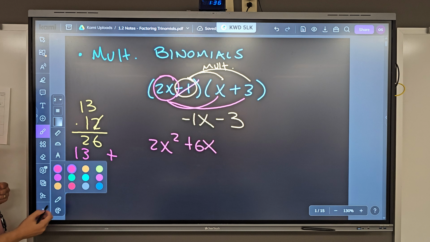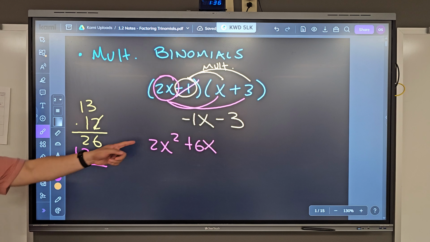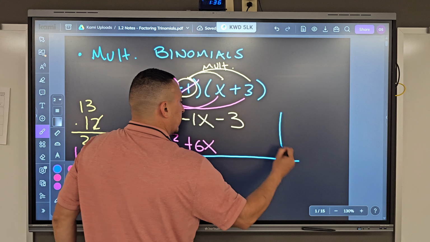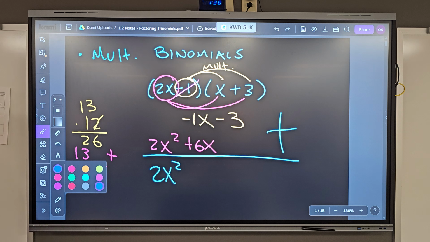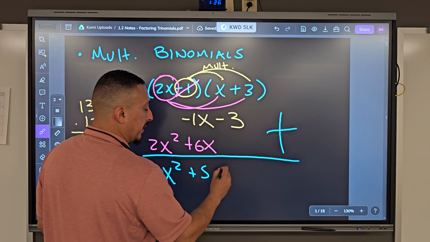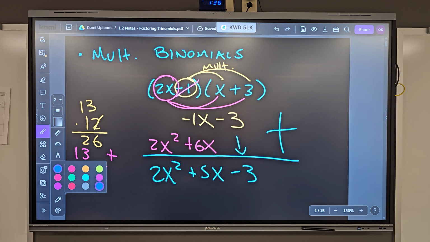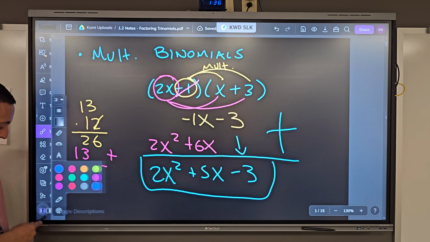And just like on this problem with numbers that you did back in elementary school, now you would add these. That's what I do with these. I just add them down, right? So this is just 2x squared. Negative 1 plus 6 would be 5x. And this negative 3 just drops down. So that's the answer, right, of multiplying two binomials. I know a lot of you know how to do that, right? But that is how I teach you guys to multiply two binomials.